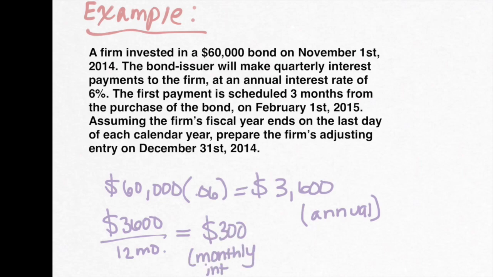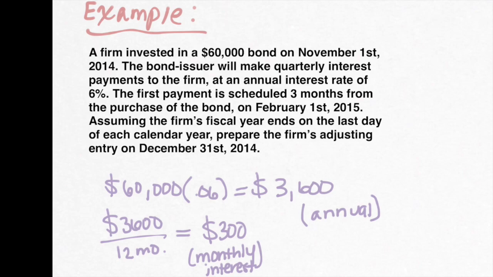But we're not done yet. So now, we need to know what to do with the $300. Be careful not to multiply it by 3. There are 3 months in a quarter, and if we multiply the $300 by 3, that will give us a $900 quarterly amount, which means that is how much the firm will receive from the bond issuer every 3 months.